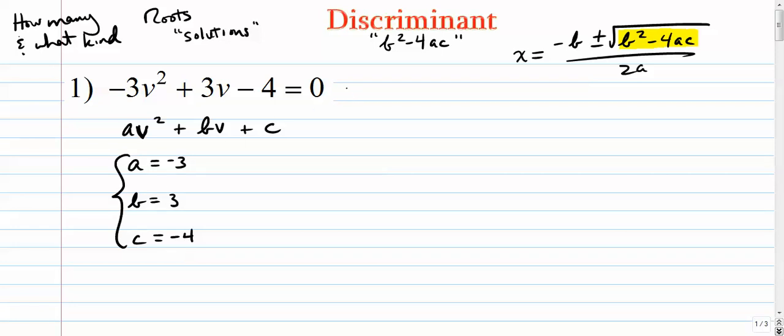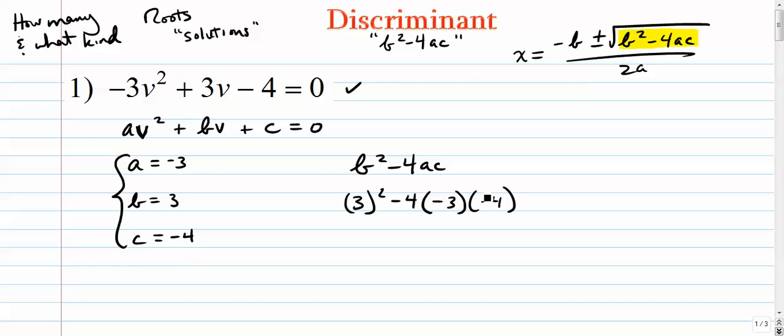A lot of times the quadratic's not going to start in standard form. If it doesn't, you have to get everything so it looks like this, so the zero's on the right and everything else is on the left in that nice order. In any event, let's find the discriminant. It's defined as b squared minus 4ac, so we take 3 squared minus 4 times a times c. So that's 9, positive 12 minus 48. So this is going to be negative 39. So your discriminant is negative 39.